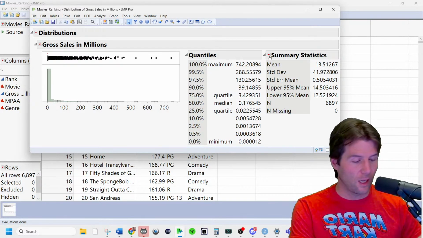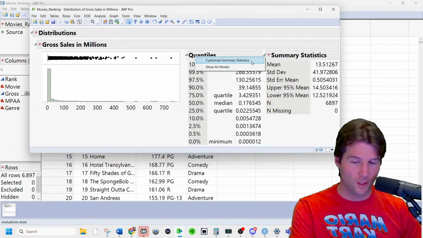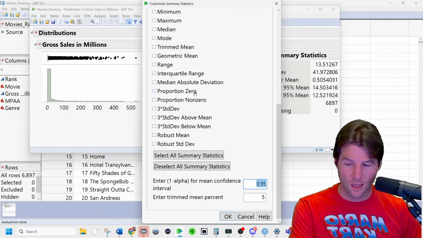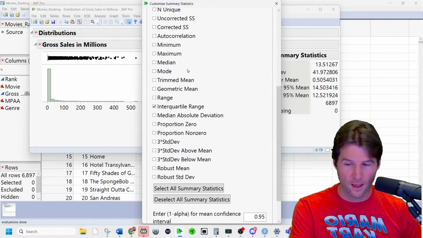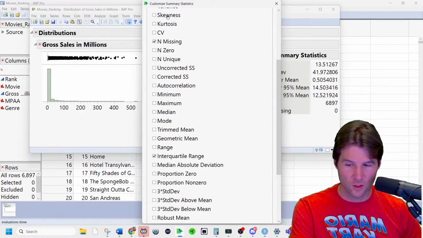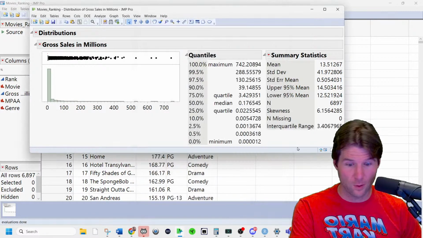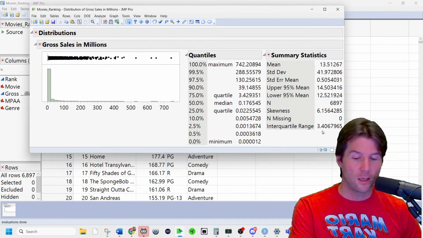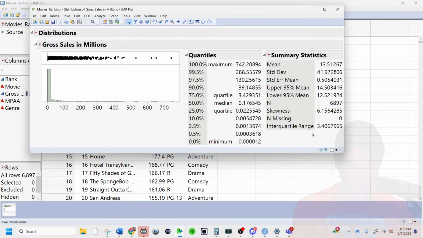And once again, we can edit the summary statistics here by going to customize summary statistics and choosing the IQR and other metrics like the range or the skewness, which is going to be a very positive number. There it is right there. And the IQR is 3.4. Now, how is that obtained?